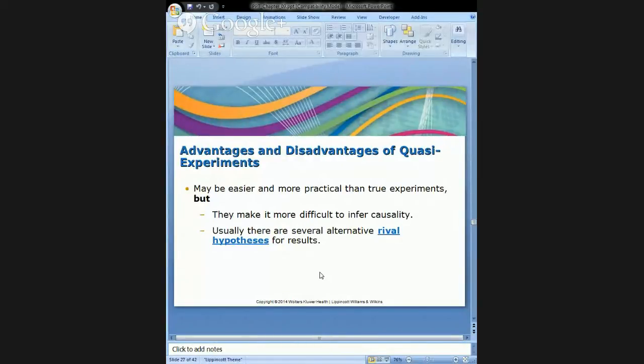So what are some advantages and disadvantages of quasi-experiments? They are easier and more practical than true experiments, especially for researchers who don't have a lot of resources. But you can't infer cause-effect, and there may be rival hypotheses for results.